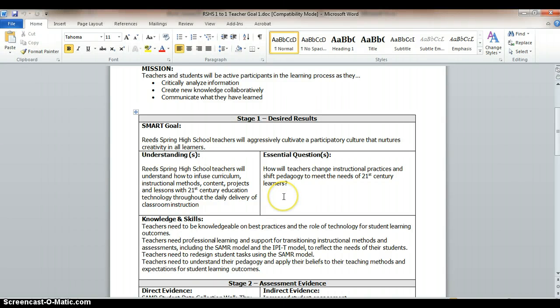The essential question then is really just turned around from our SMART goal. So if you think about it in that way, it might be easier for you to come up with an essential question. How will teachers change instructional practices and shift pedagogy to meet the needs of 21st century learners? That's really what this is all about. This is the real change that we're trying to make here in this learning culture here at the high school.